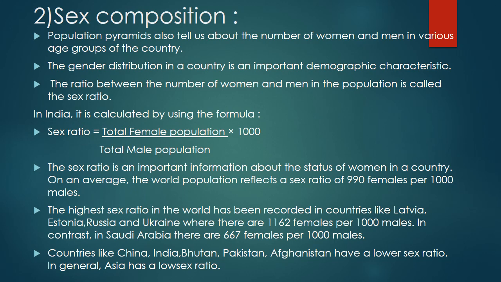Countries like China, India, Bhutan, Pakistan, Afghanistan have a lower sex ratio. In general, Asia has a low sex ratio. As countries like China, India, Bhutan, Pakistan, Afghanistan all belong to the Asian continent, definitely these countries have a lower sex ratio. So definitely Asia also has a lower sex ratio.